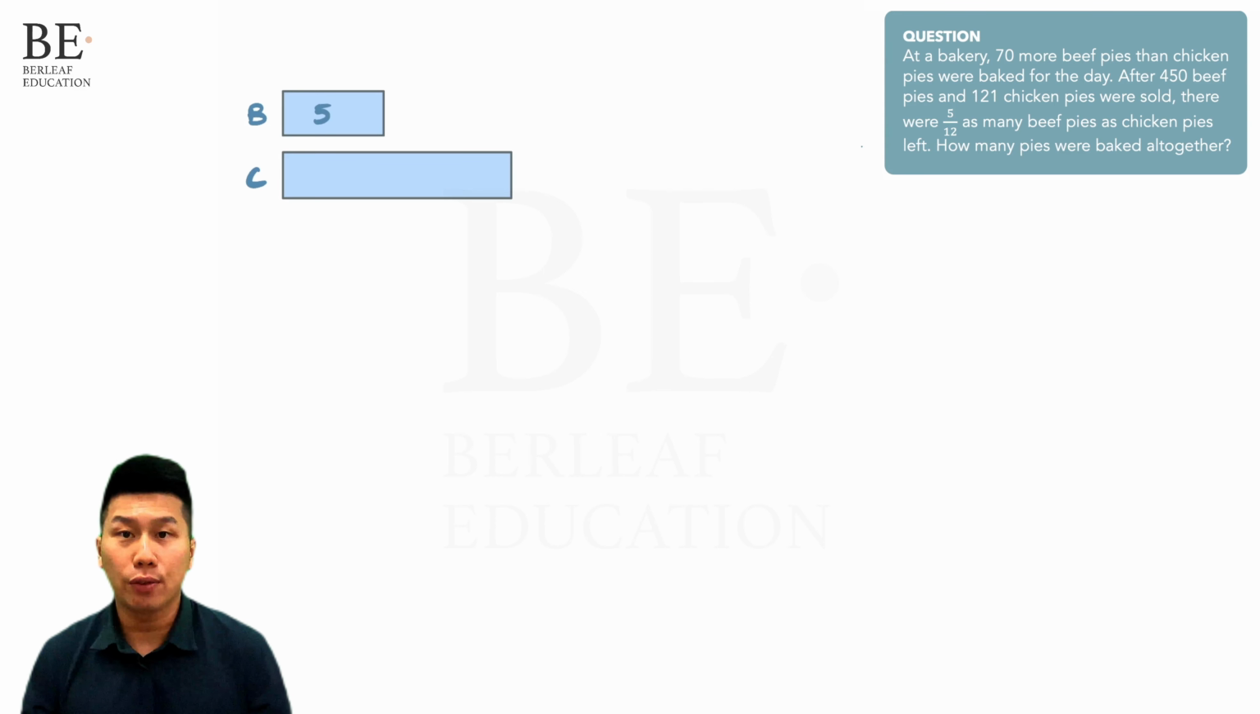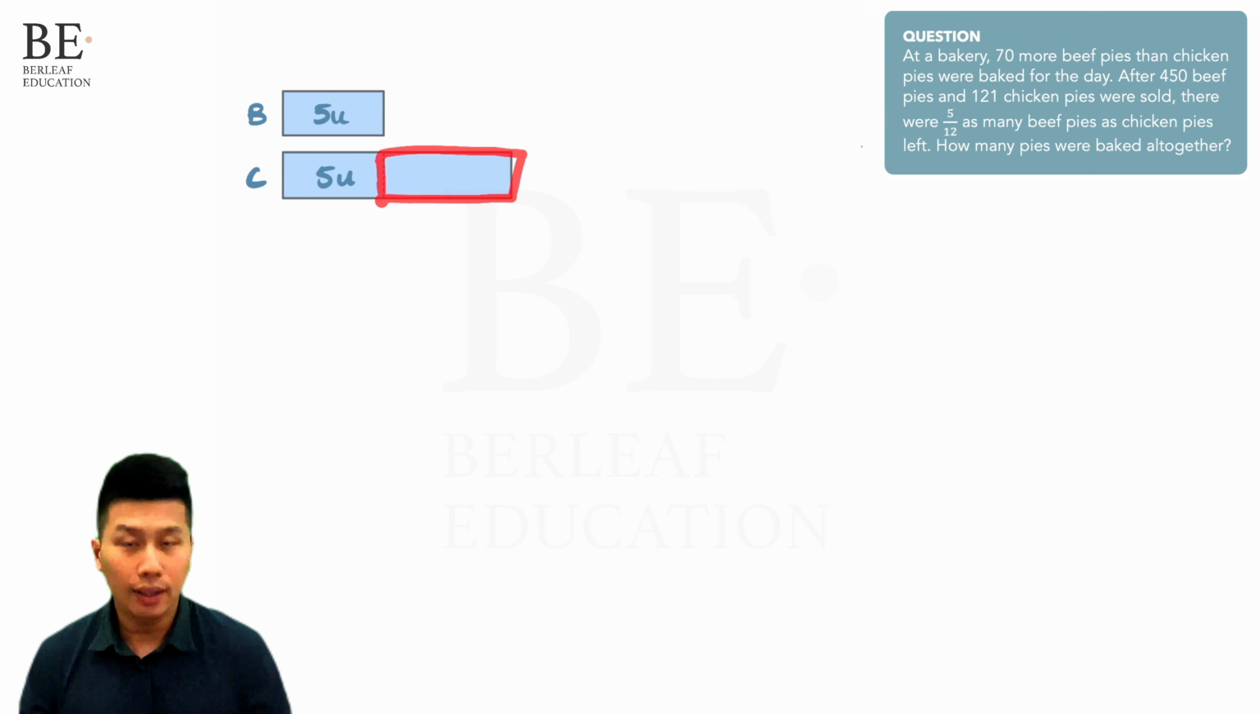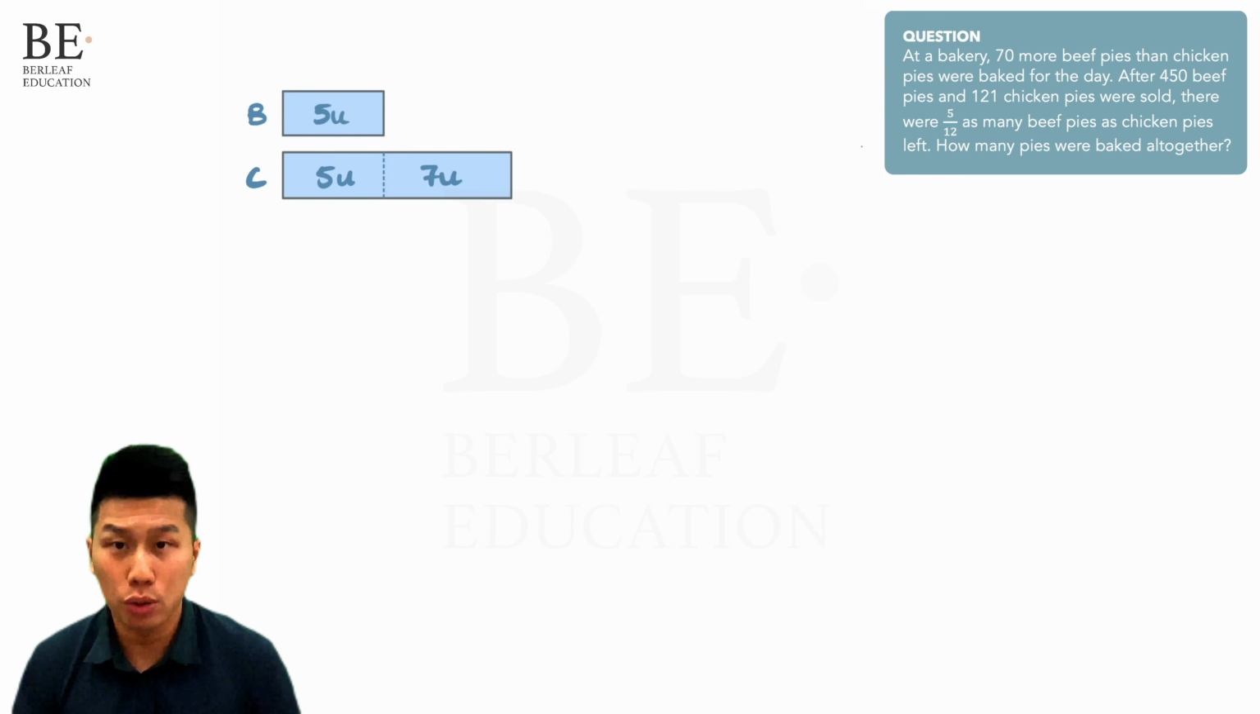Now, there are 5 units for beef pies, and observing that this part is of the same size as the 5 units over here, we can map it across to the model for chicken pie in this manner. And since chicken pie have 12 units in total, the remaining portion here would hence be 7 units. Next, we shall work out the model for the period before the pies were sold.